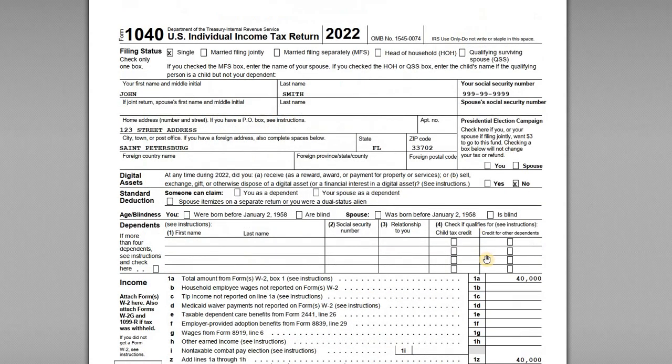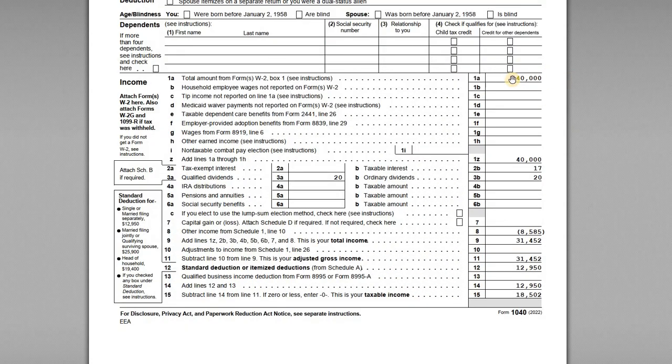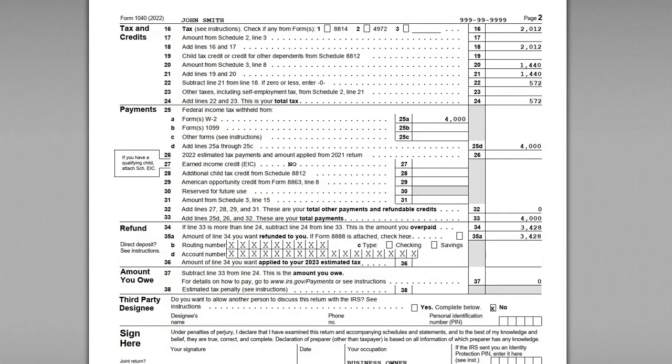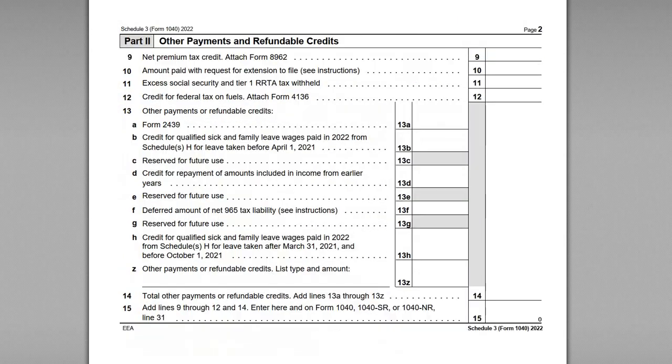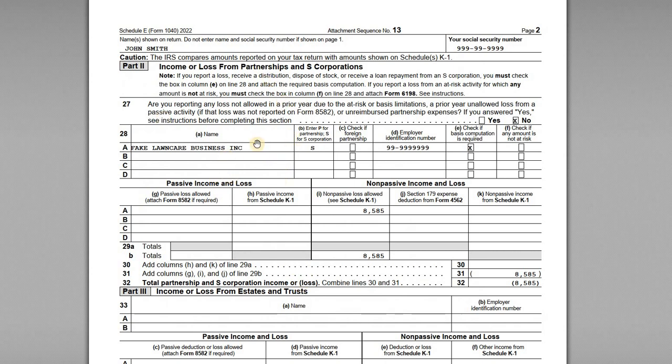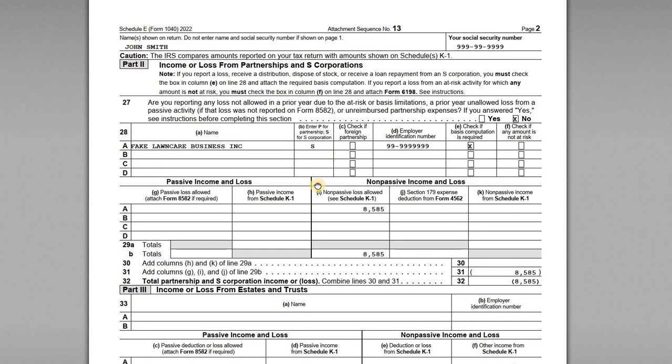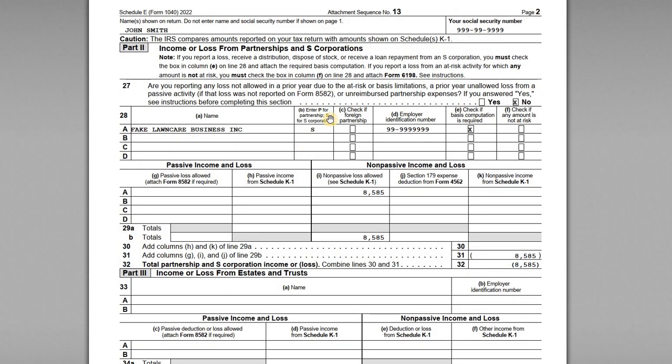Well, if I jump up here to page 1 of the 1040, we can see we've got John's W-2 wages there for $40,000. We've got his investment income down here. And if we look at the Schedule E Part 2, let's start there. Schedule E Part 2, this is where we report our income or loss from the partnerships or S Corps. So we have our fake lawn care business here. It's an S Corp, and we are indicating in box E that a basis computation is required, and that's because we are deducting losses against our stock basis, and we have carryover amounts, right?